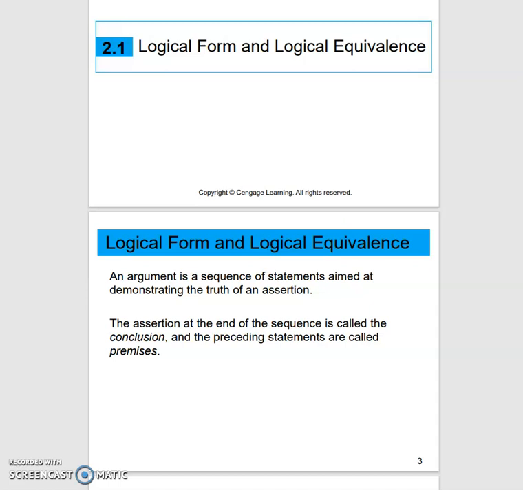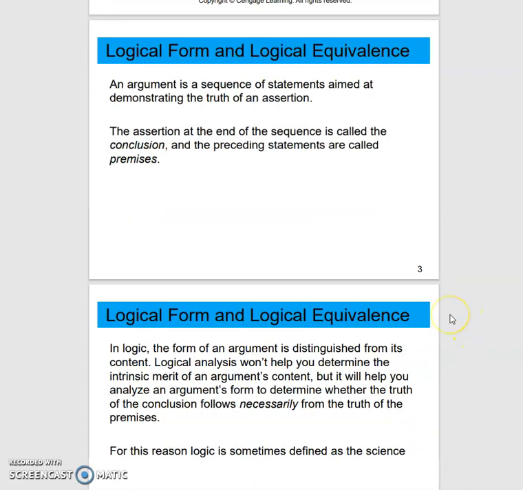Section 2.1, Logical Form and Logical Equivalence. As we have statements, we are going to have two parts. The premise, which is basically what we are given, and the conclusion, which is where we want to end up.